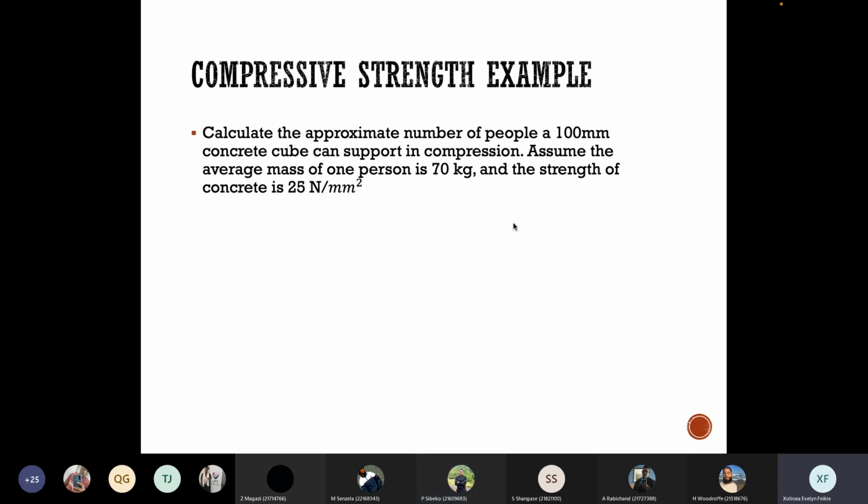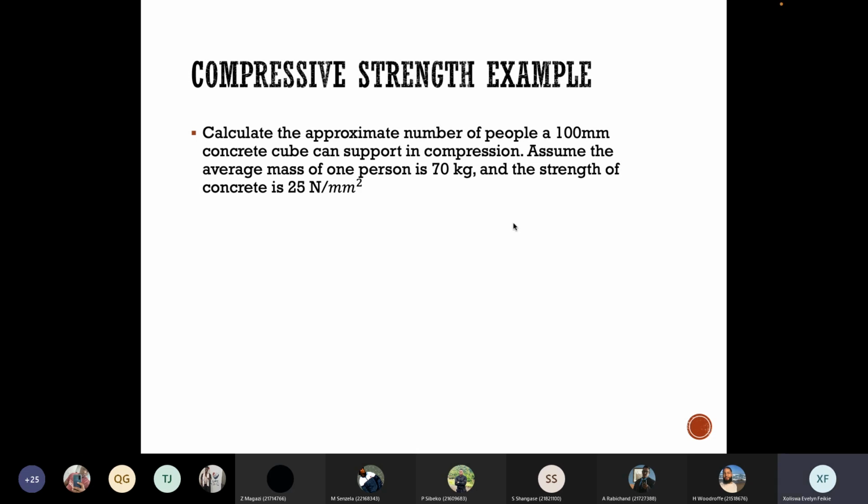Okay, let me ask you, sir. What is the force that you got? Because okay, we are going to say this. They said to calculate the approximate number of people a 100 millimeter concrete cube can support in compression. So that compression part already takes us to compressive strength equals force over area, right? So the first thing that we need to do is to determine the force. Do you understand why we need to get the force first?